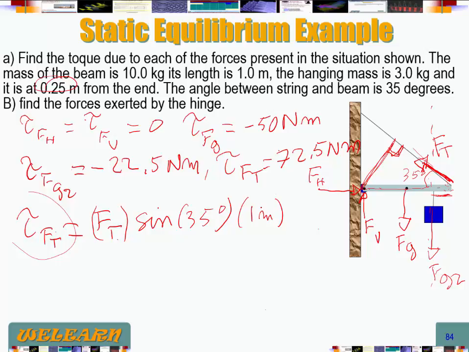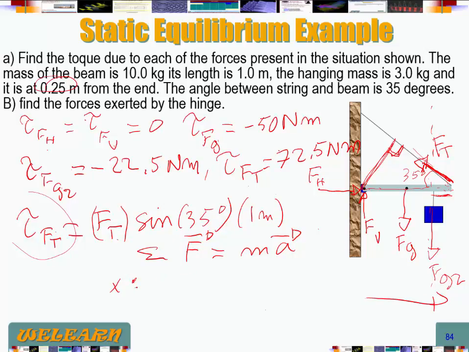Okay, to find the forces exerted by the hinge, one way to do it, we are going to apply Newton's second law of motion, which is sum of all forces is equal to ma. So in this case, the forces are the 5 forces: Fh, Fv, Fg, Fg2, and Ft.